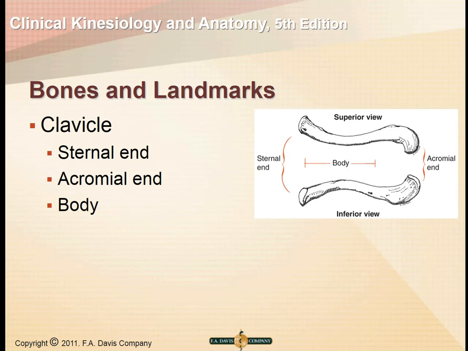So the clavicle is an S-shaped bone. We have our sternal end indicated here in the image. This attaches medially to the sternum. We have our acromial end, which is lateral to the body, closer to the scapula. The mid portion of the clavicle is called the body. We know as you move laterally the clavicle flattens. If you move more medially towards the sternal end, the medial side is more round and smooth.